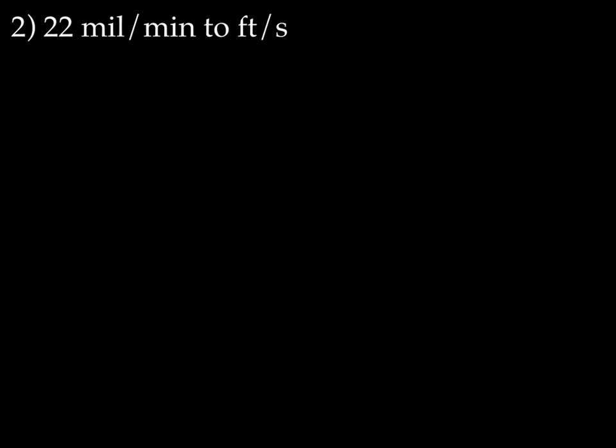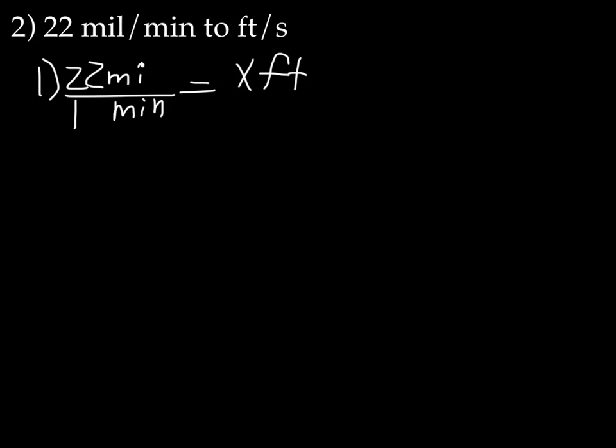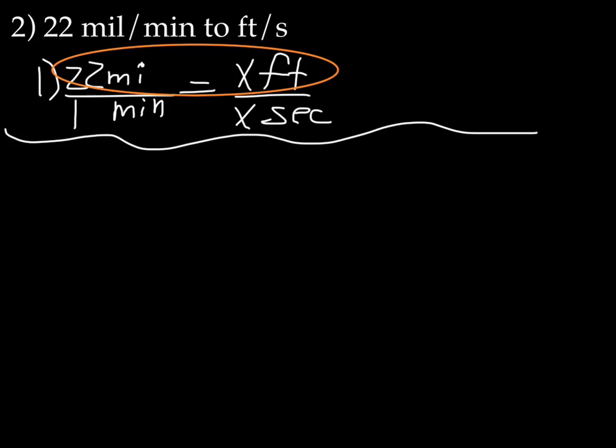Okay, problem number 2, when I rewrite it as a math problem, is going to be 22 miles per minute, and I'm going to change it to feet per second. Okay, and so once again, remember we're going to do this in 2 parts. So I'll start with that one. So our math problem is now 22 miles equals X feet. All right, we'll put that in the grid.